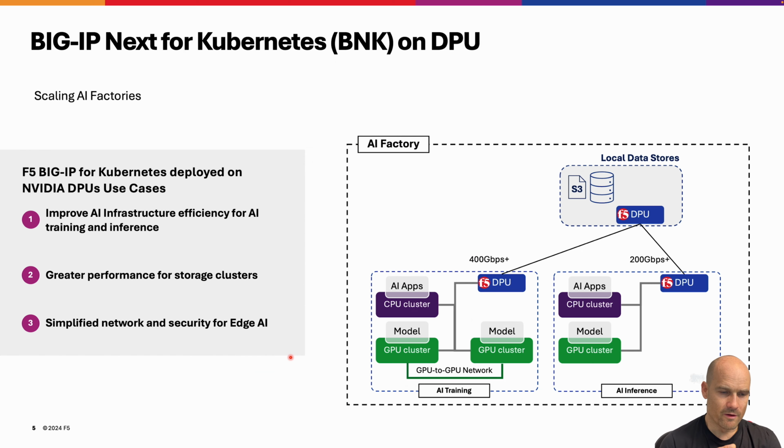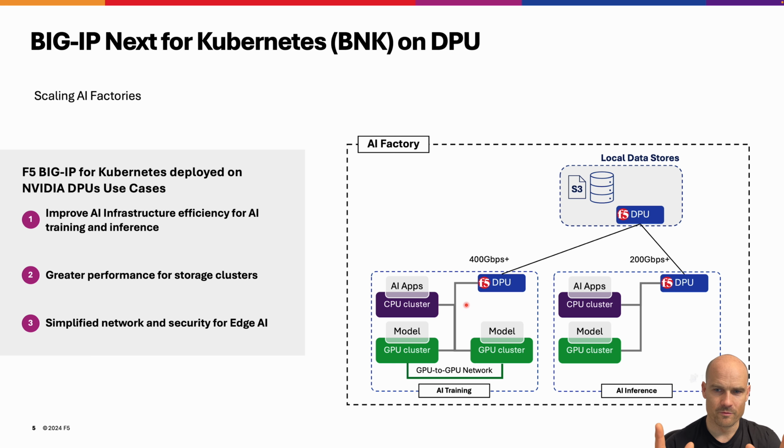The next one is the BIG-IP Next for Kubernetes, or BNK. So here, as you can see, I am in the AI factory again. I have some local data store, S3 buckets, let's say, and I have my different building blocks. The training, the inference are here, okay? So the goal of BIG-IP Next for Kubernetes is to run on the DPU, the NVIDIA DPU. So it's a BIG-IP, running in Kubernetes, running on NVIDIA DPU. So it is very fast, very efficient.